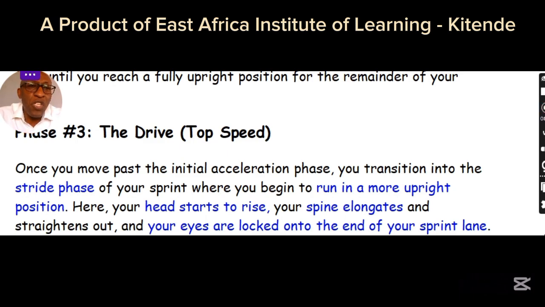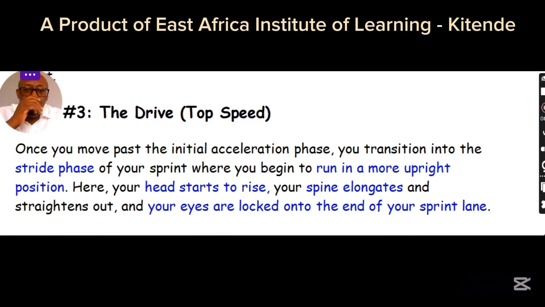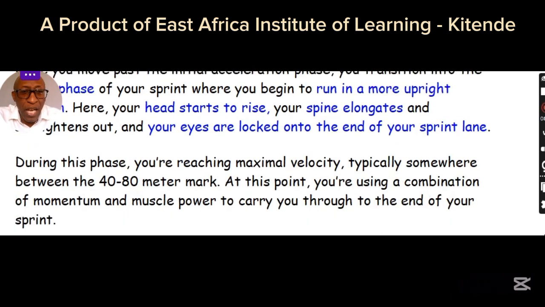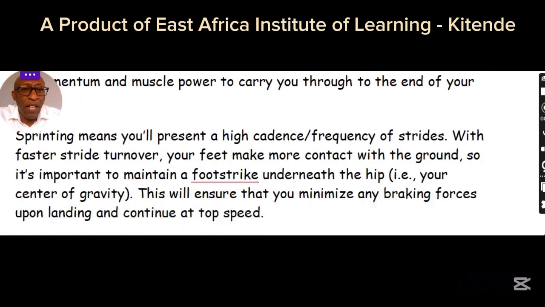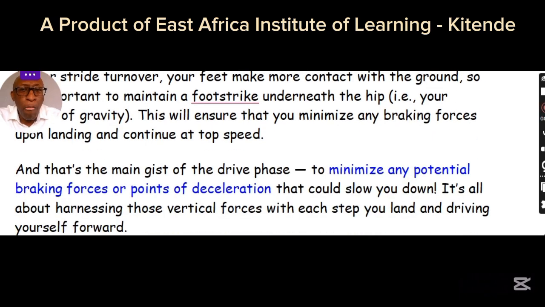Phase 3, top speed now, the drive. Here you are making a transition into a stride phase. You are now running into a more upright position. The head is starting to raise. Your spine is elongating. And your eyes now are locked towards the end point of your sprint. If it is 100 meters, your eyes are now looking towards the end of the 100 meters. That is that phase.